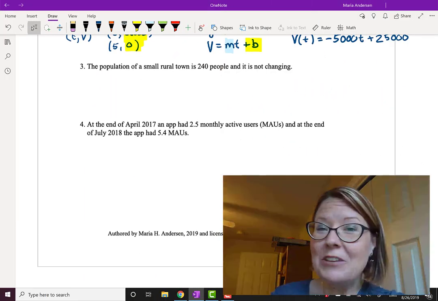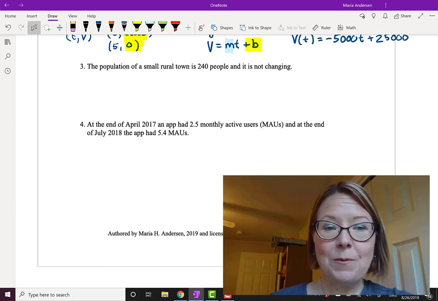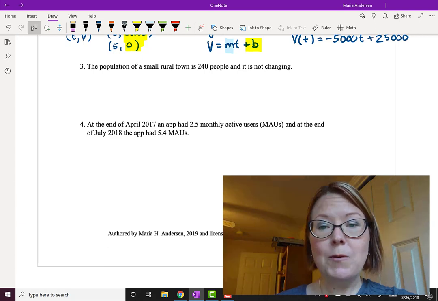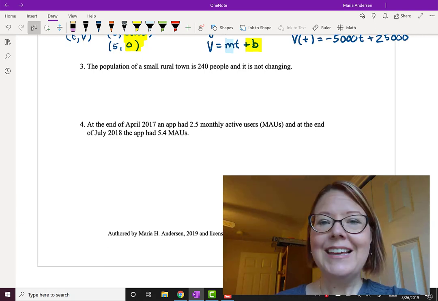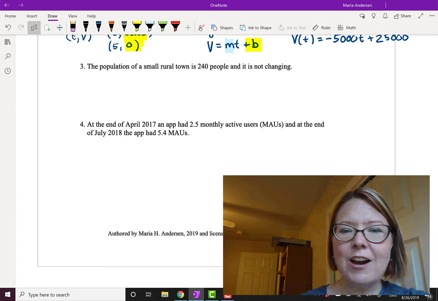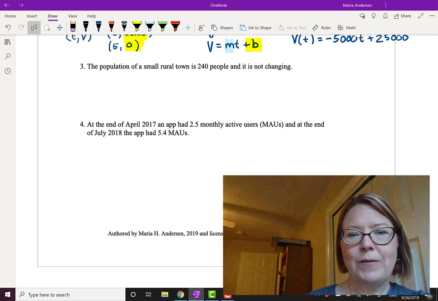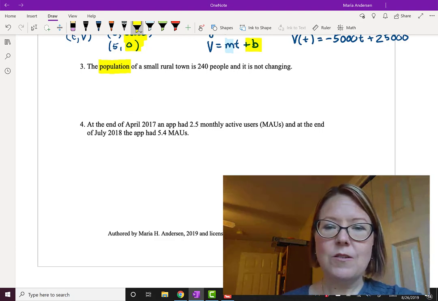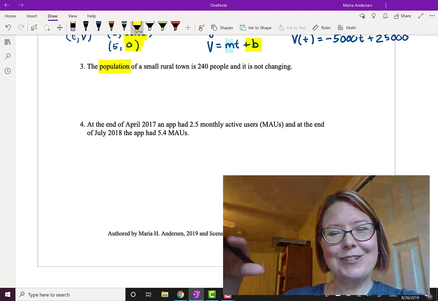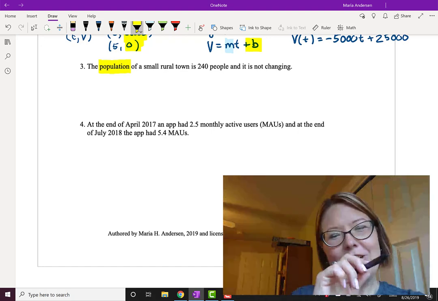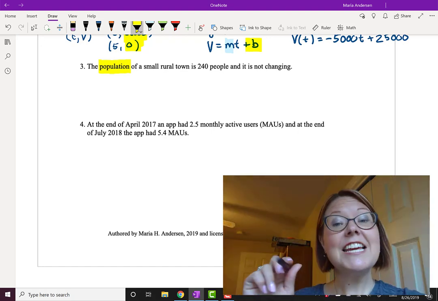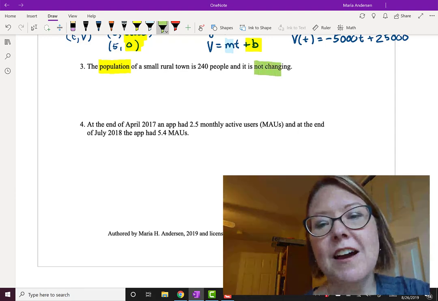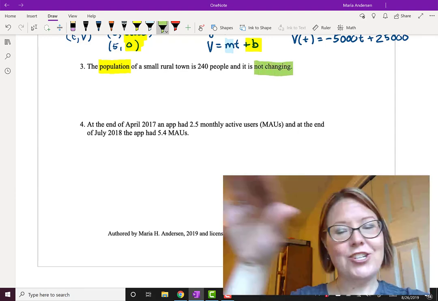Okay, hopefully you've given them a try. In number 3, we have the population of a small rural town is 240 people, and it's not changing. Now, it might be a little bit tricky to figure out what the variables are here. All we really have is a population. Now, because it's not changing, what we're saying is it's always 240. Now, if the population is always 240, that's like flatlining on a graph. The not changing part really represents time. It's saying over time, the population is not changing.